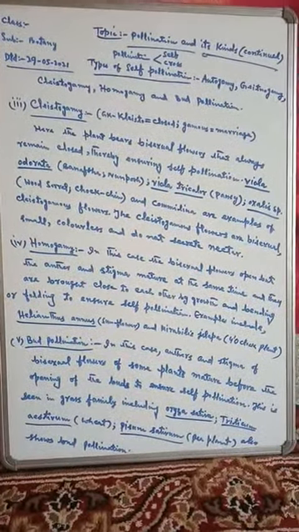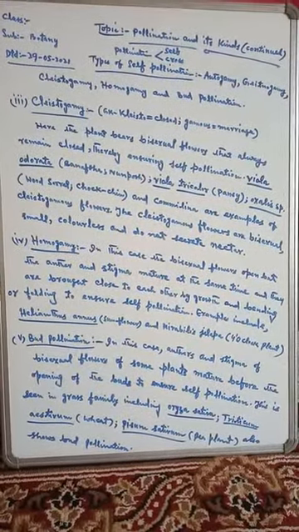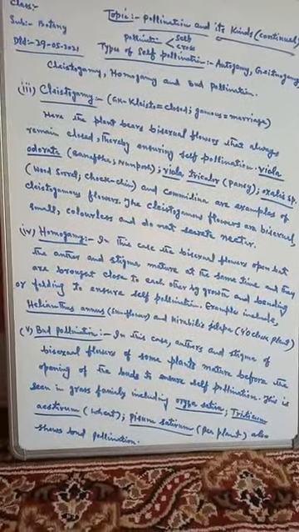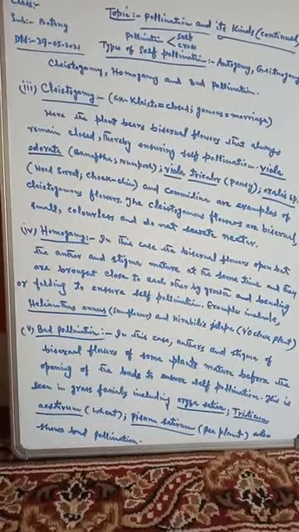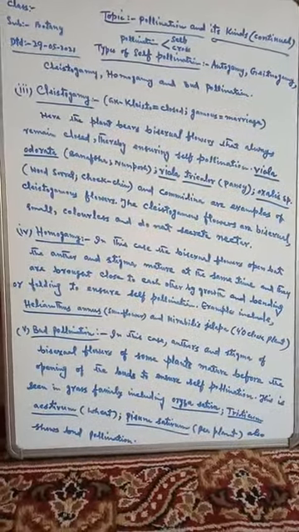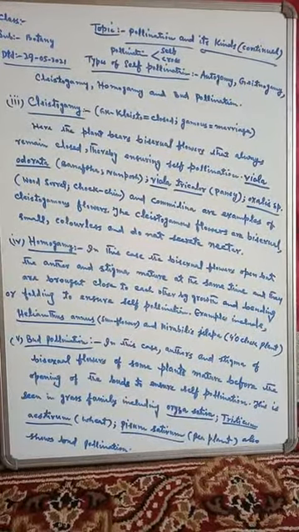These calistogamous flowers are bisexual. You should remember here, these calistogamous flowers are bisexual. They are small, they are colorless, and they do not secrete nectar. So this was calistogamy, which is a type of self-pollination.